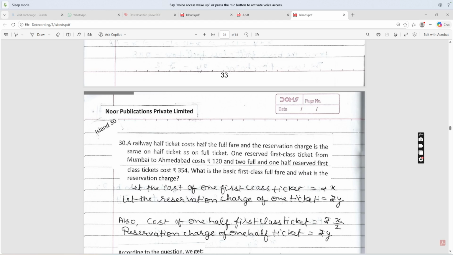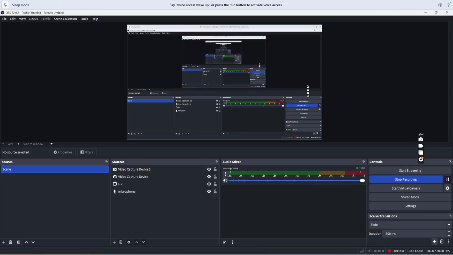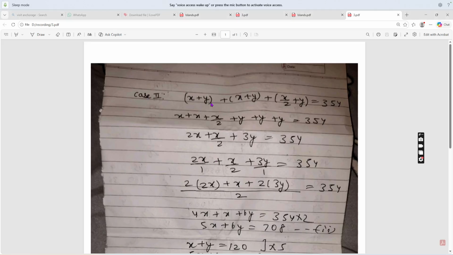So ultimately we are getting 354 rupees. How? X plus Y for the first full ticket, X plus Y for the second full ticket, X by 2 plus Y for the third half ticket. Because the reservation charges in all three tickets, two full and one half, are Y plus Y plus Y, and the fares are full X and X by 2. Now we just have to open the brackets and get the answer, and the amount paid is 354 rupees. Now just open the brackets and put the like terms on one side.